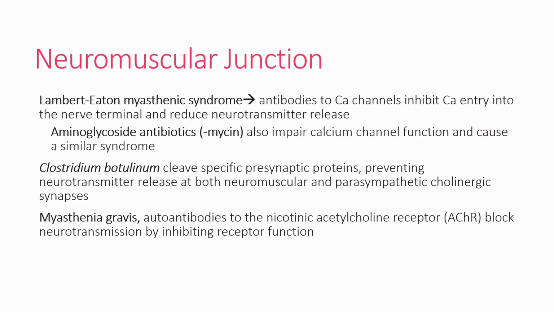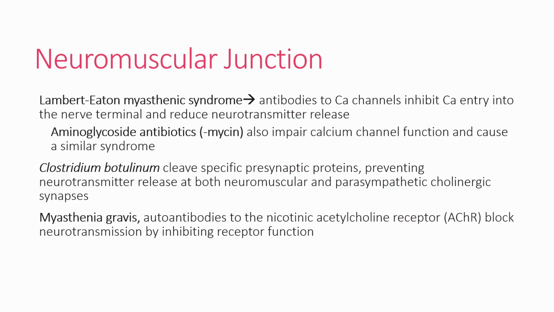What this disease is, antibodies to the calcium channels inhibit calcium entry. If you don't have calcium getting in, what's not going to happen? Neurotransmitters won't be released. If neurotransmitters are not released, will that muscle do anything? No. So Lambert-Eaton blocks the calcium channels to prevent vesicles from dumping out their contents.